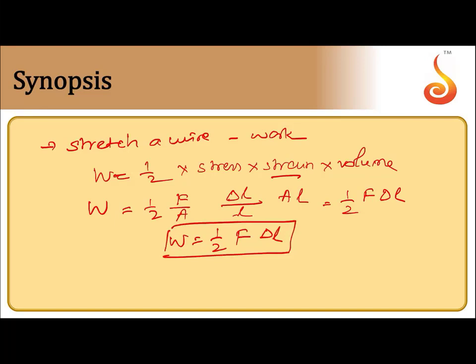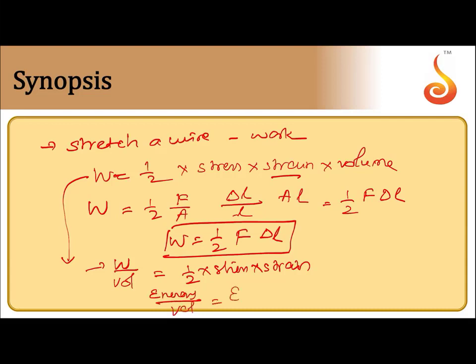This can also be interpreted in a different way. Look at this equation. I am going to write W divided by volume is equal to half stress into strain. But you know, work done increases its potential energy. So I can say energy stored per unit volume, that is energy density, volumetric energy density, is equal to half stress into strain. Half stress into strain gives us the expression for energy density of a solid.